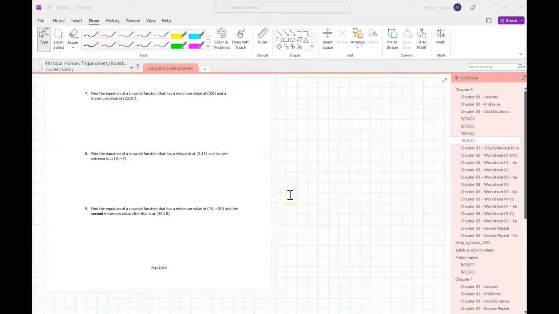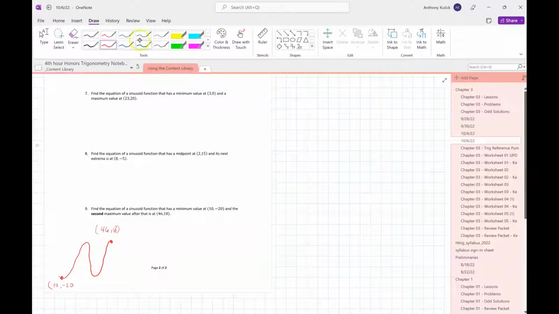This says, find the equation of the sinusoid that has a minimum at (10, -20) and a second maximum value at (46, 18). Okay? Well, probably just start by sketching out a picture of this. So we have a minimum up to the first maximum, down to a minimum, up to a second maximum. Cool with the picture I've drawn? Okay.